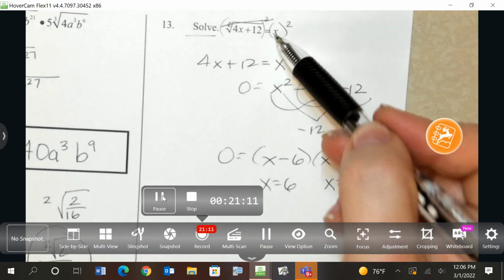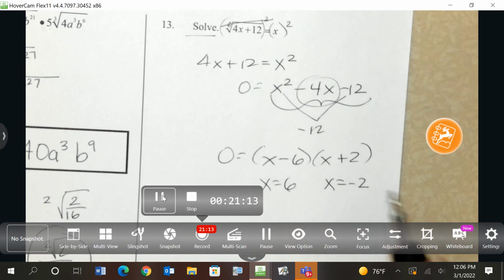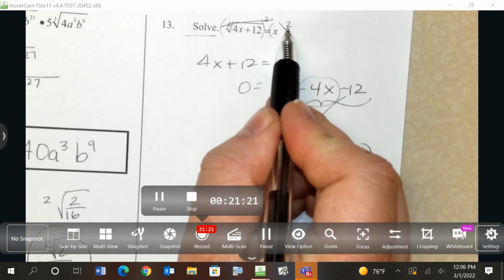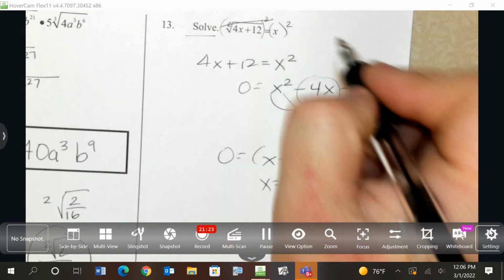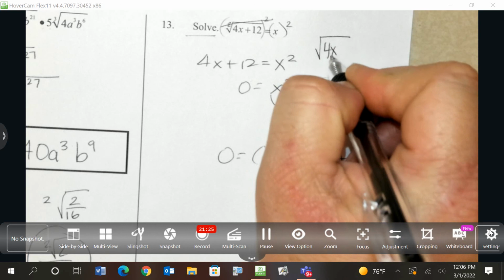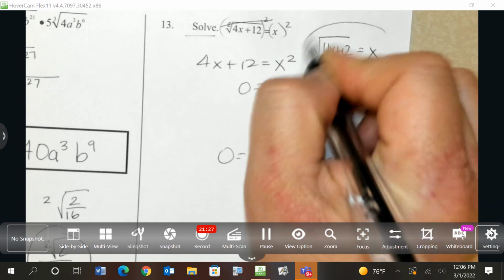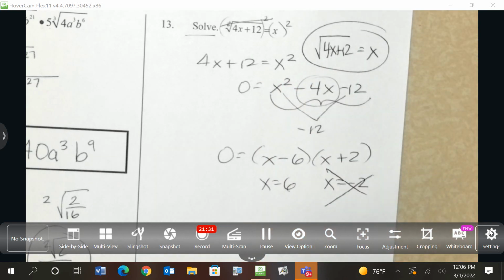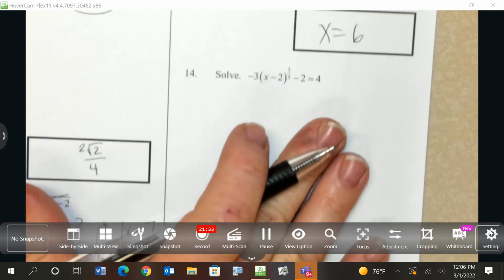Now I do need to plug them back in to make sure the left side equals the right side. In doing so, I can see that negative 2 does not work. When you plug them back in, remember you will be plugging them into the original, not where you have a square and not, okay? So when you plug them back in to check, do they both work or just one? This is the equation that I'm plugging them into. So just 6 is the answer to number 13.